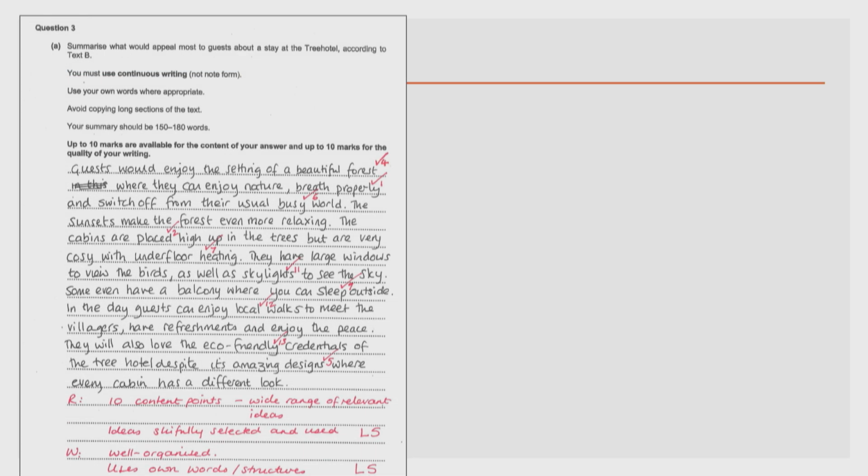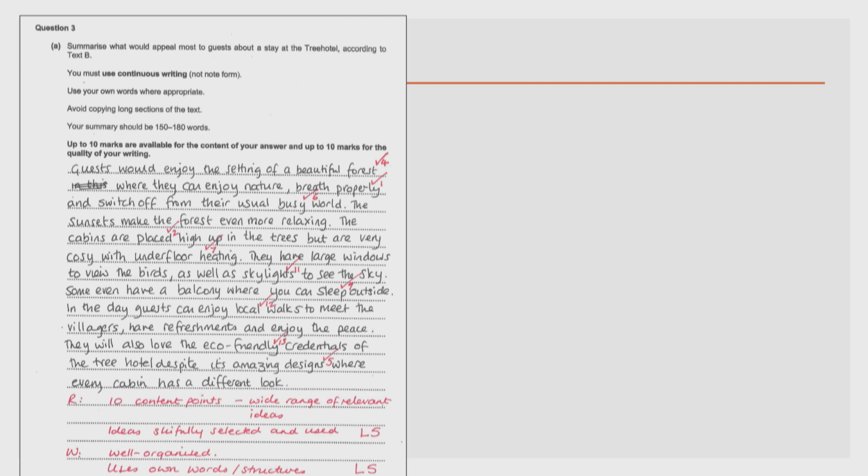Let us now have a look at the candidate's response to question 3a. Question 3a. Summarize what would appeal most to guests about a stay at the Tree Hotel according to text B. Here is what a candidate has written.